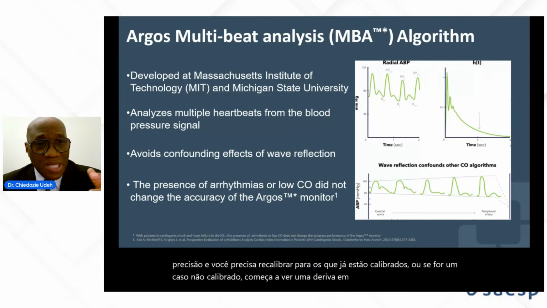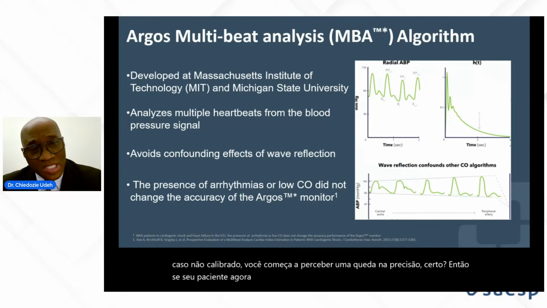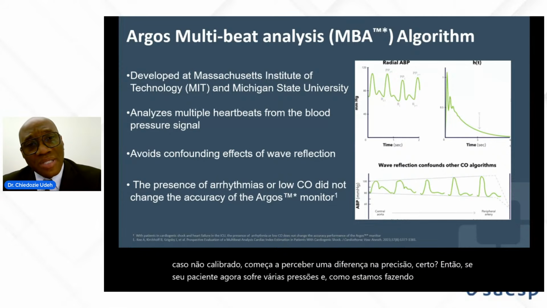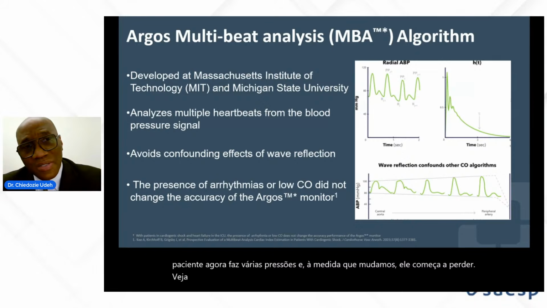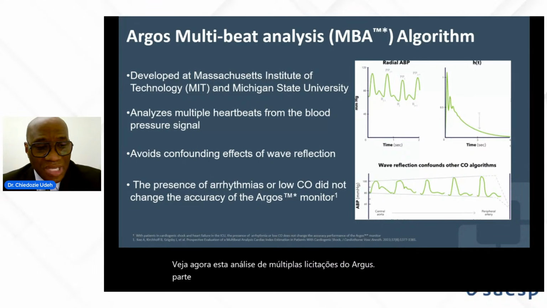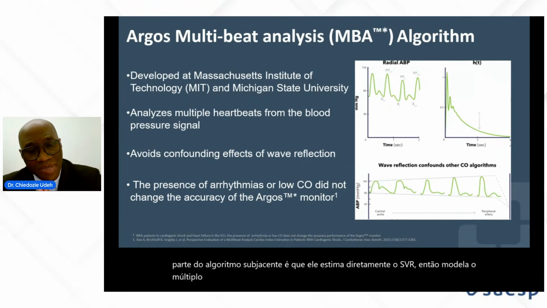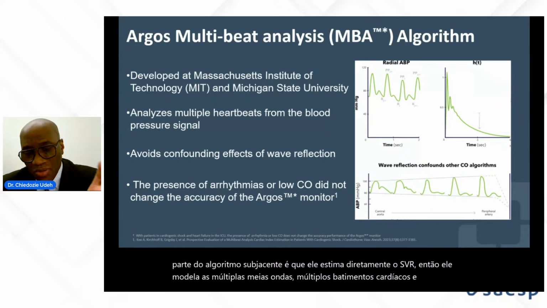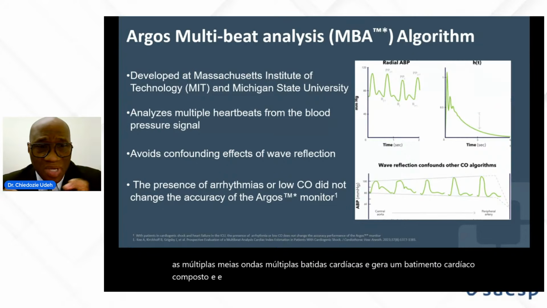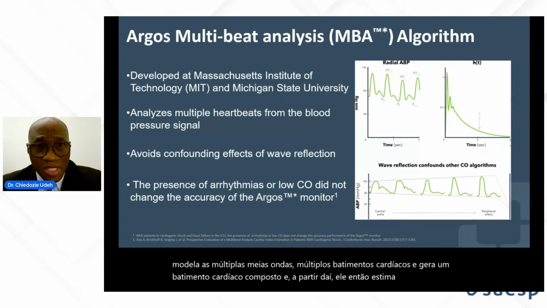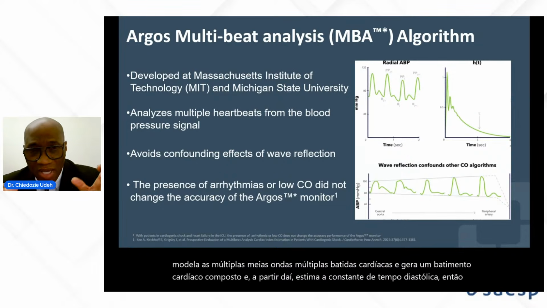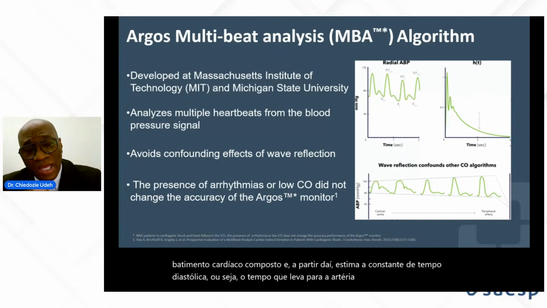So if your patient now goes on several pressors and your SVR changes, they begin to lose accuracy. Now this Argos, the multi-beat analysis part of the underlying algorithm, directly estimates SVR. It models multiple heartbeats and generates a composite heartbeat. From there, it estimates the diastolic time constant, so the time it takes for the arterial pressure to decay in diastole.